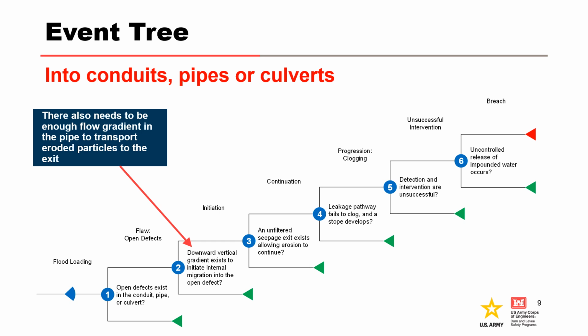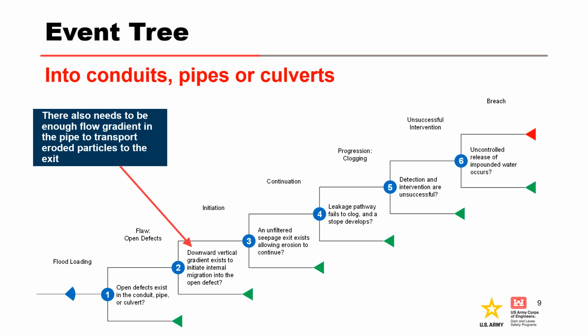Here's the event tree for evaluating internal migration into conduits, pipes, or culverts. Node 1 is the flaw node. It's an open defect that exists in the conduit or pipe, etc. Node 2 is initiation. We need a downward gradient to initiate internal migration. There also has to be enough water flow in the pipe to transport the eroded particles downstream. Node 3 is continuation. An unfiltered exit exists that allows erosion to continue.